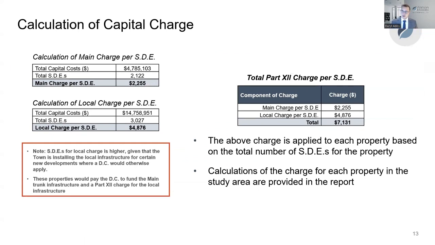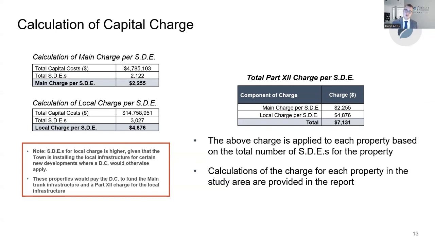And so in terms of the calculation of the charges, again, for the main charge, we're looking at that $4.79 million. We're dividing it by the 2,122 SDEs to come up with a main charge per single detached equivalent unit of $2,255. For the local charge, again, we're collecting the $14.76 million, dividing it by the 3,027 single detached equivalent units to come up with $4,876 per single detached equivalent unit.